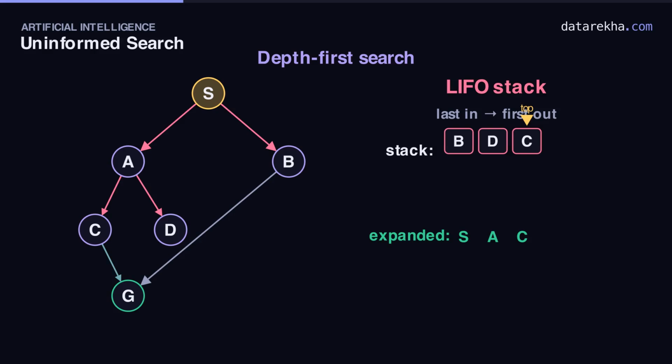Pop C. Its neighbor is the goal, G. Reached along S, C, G. 3 edges deep. Depth first search found a path, and it found it fast. But notice, it is a longer route than breadth first's 2-edge answer. So depth first search is not optimal. The first goal it meets can be deep and expensive. And on an infinitely deep tree with no limit, it can chase one branch forever and never come back. So it isn't even complete.